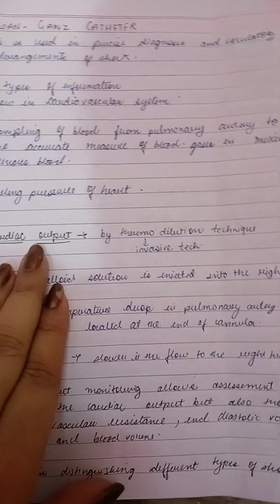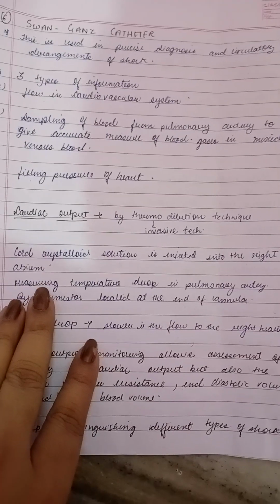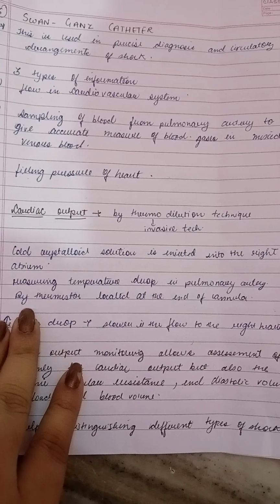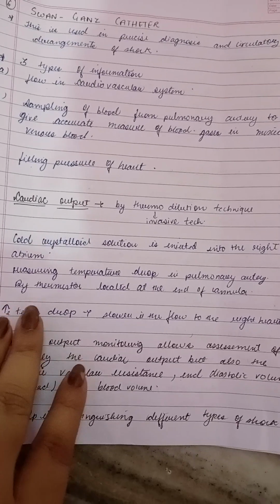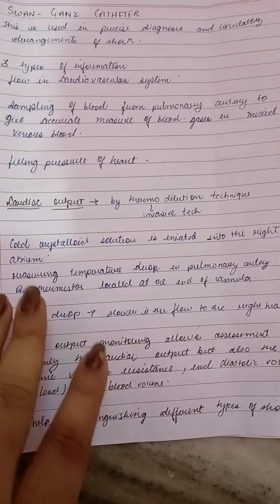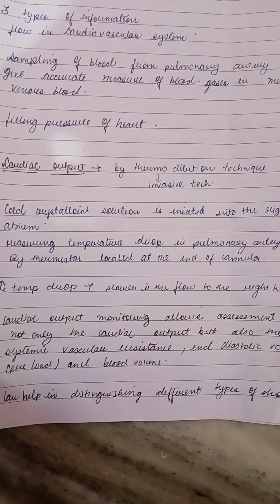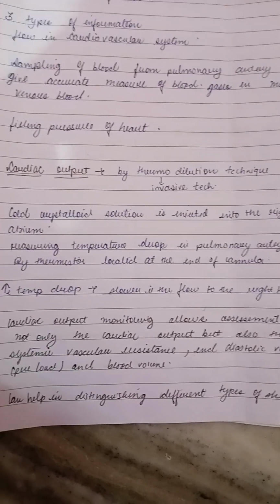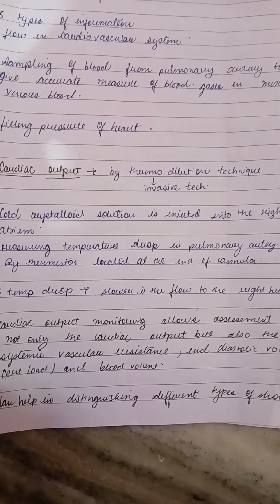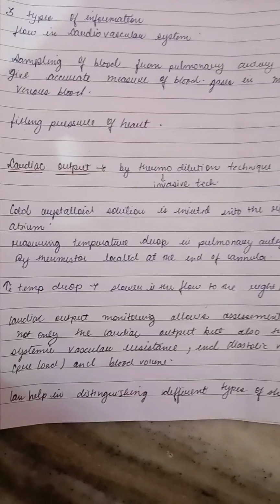First is cardiac output, by thermodilution technique, that is the invasive technique. Cold crystalloid solution is injected into the right atrium. We measure the temperature drop in the pulmonary artery by a thermistor located at the end of the catheter. This is the method called the thermodilution technique. It is an invasive technique in which we inject a cold crystalloid solution in the right atrium.